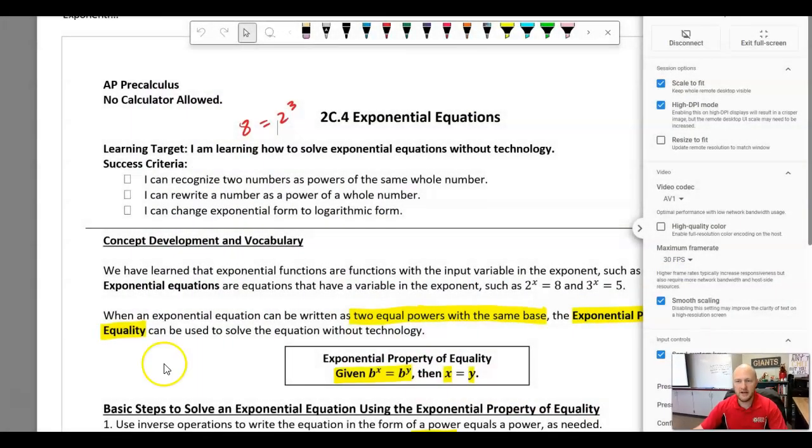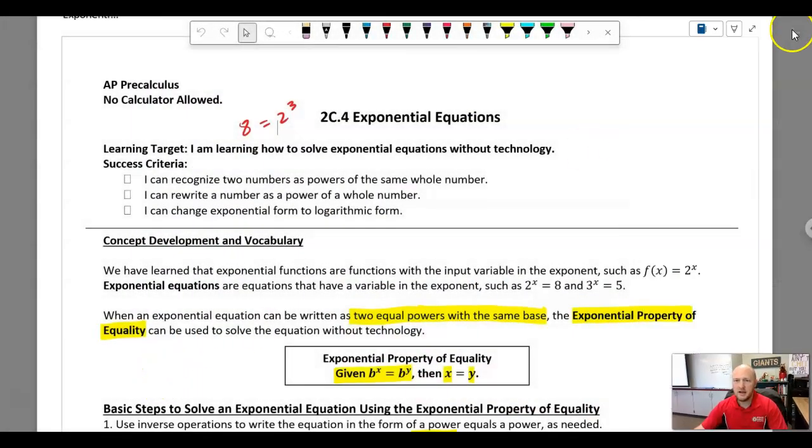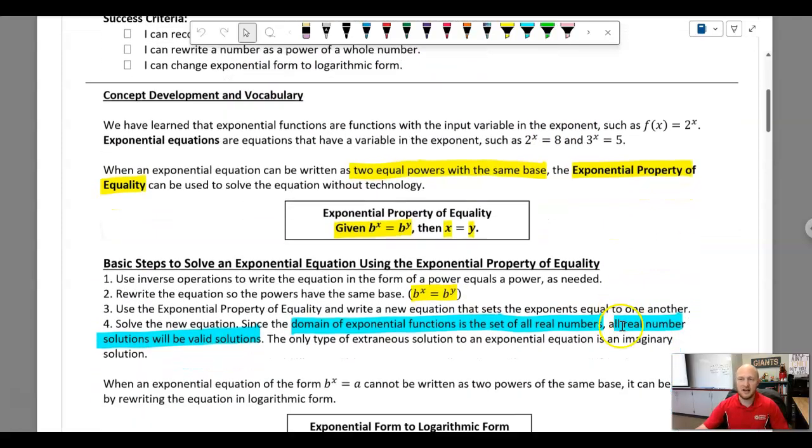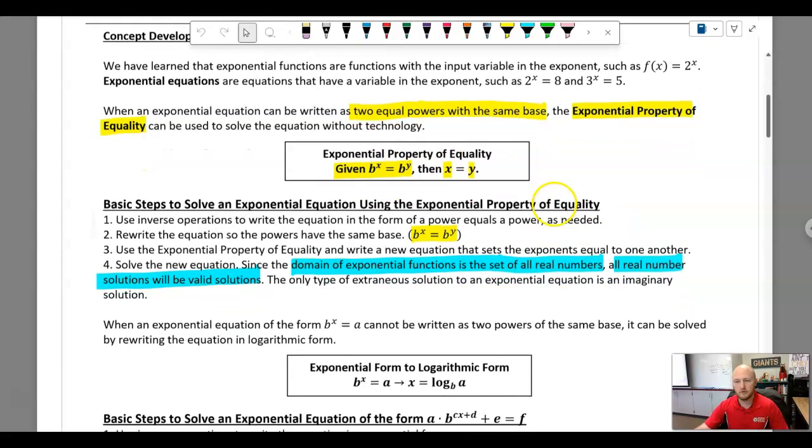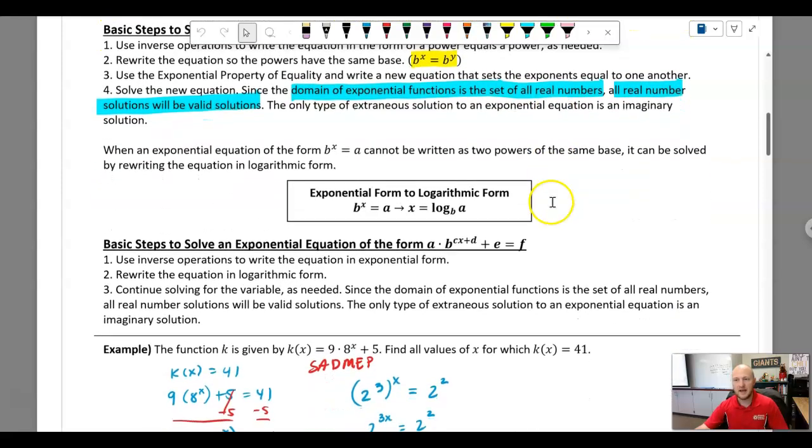So, we are going to go ahead and jump in, and just a reminder, you have to be able to change from exponential form to logarithmic form today and be able to undo logarithms and exponents with their inverses in solving this equation. In the last video, we looked at solving exponential equations with the exponential property of equality. Check that video out for more information about how to use that.